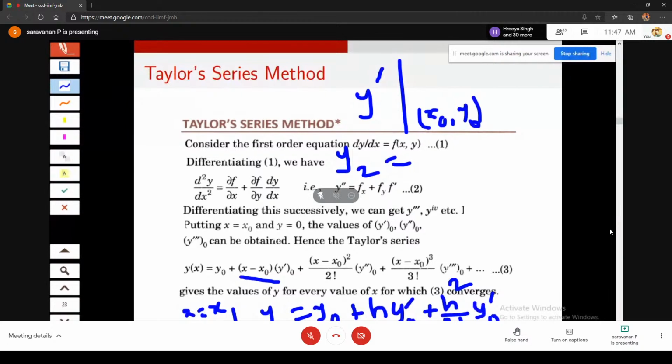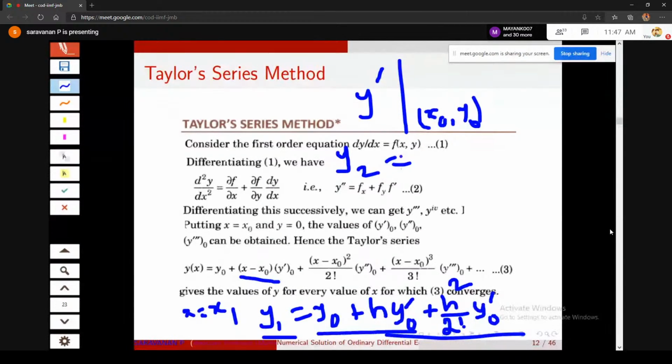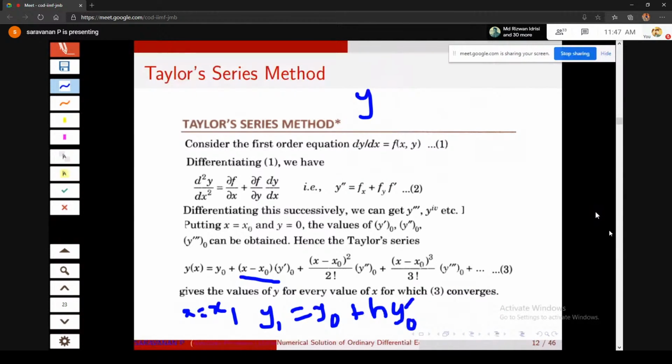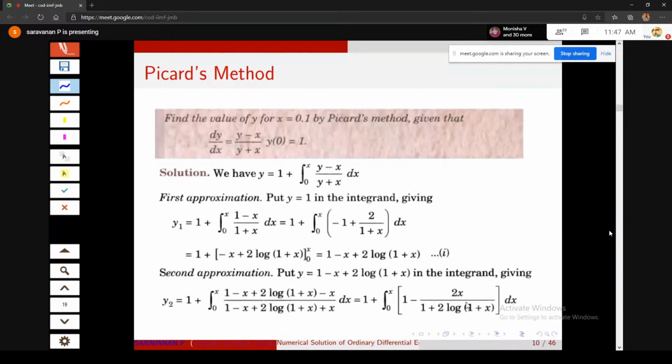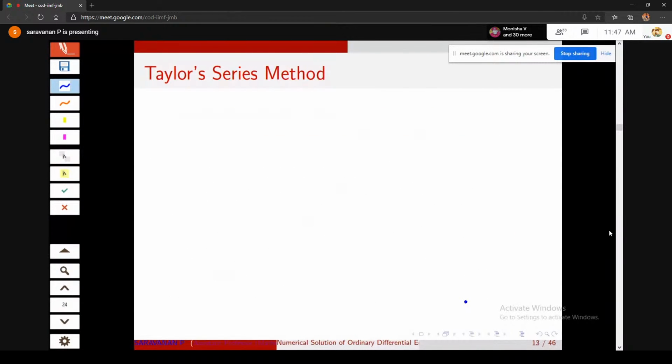So you will get the same formula, but wherever y0 is there, you replace it with y1, etc. Okay, and y1 prime is nothing but y prime at x1 y1. y1 double prime is y double prime, you substitute x1 y1, etc. Okay, so that's all. This is the Taylor series method. Since it is an infinite series, you can take as many terms as possible to get a more accurate answer.